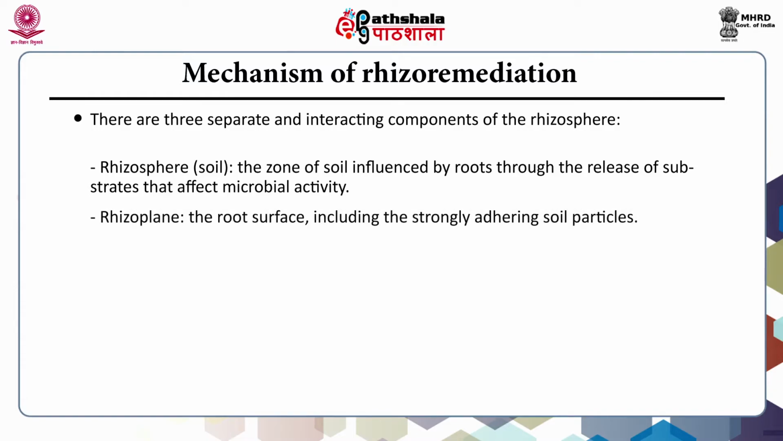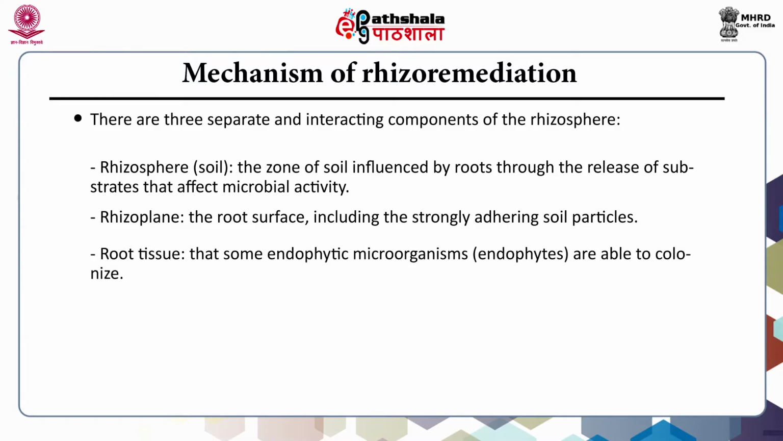The second one is the rhizoplane. Rhizoplane, as I told you earlier, is the root surface which includes strongly adhering soil particles. The third one is the root tissue, where certain endophytic microorganisms can colonize.